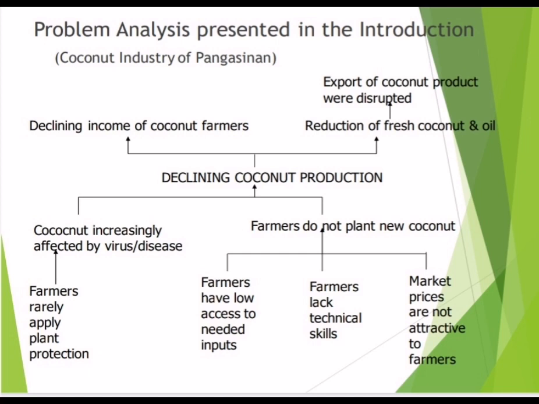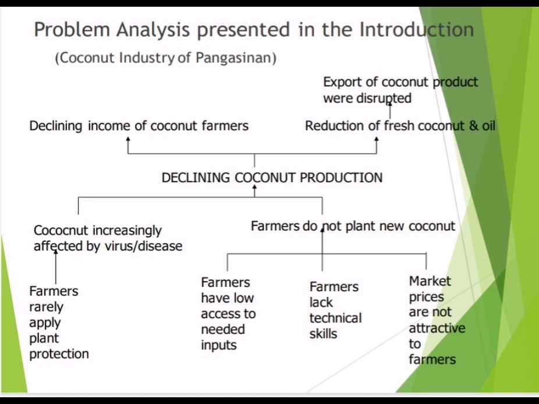So it's a domino effect, you know. Declining of coconut production, there is a reduction of fresh coconut and oil. And you know that we are exporting coconut oils in the world, and because of the declining, we have a minimal exportation of these products. And of course the export is also disrupted.